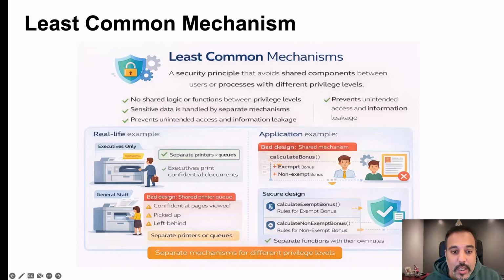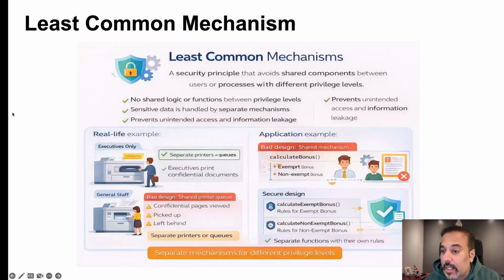Let's come to the least common mechanism. What this really means is that you don't share the same logic or function or resources, especially when users have different roles or privileges. Separate mechanisms reduce the cross impact and abuse.